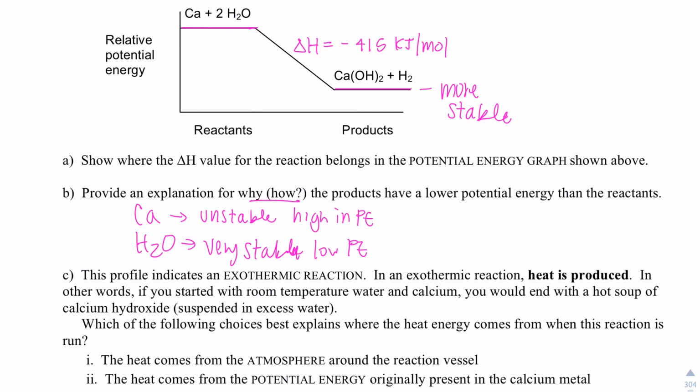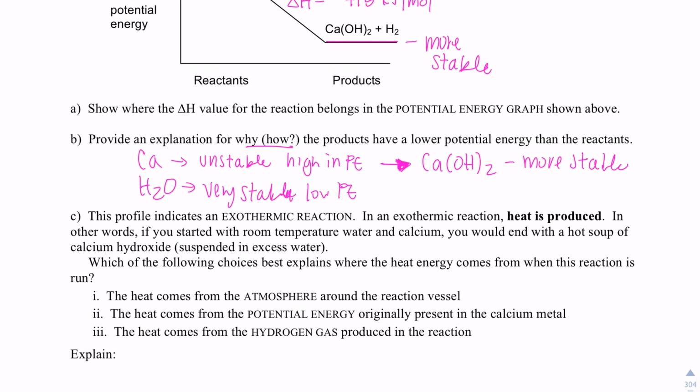So that means that when calcium turns into calcium hydroxide, which forms a salt, which is a more stable form, it's going to lower in potential energy. Even though water is relatively stable, the overall change for calcium to calcium hydroxide is going to be so large that this is going to be an exothermic reaction. It's going to go from something that is relatively unstable to something that is relatively very stable.